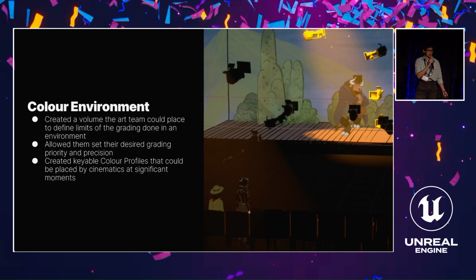And additionally, you could create keyable profiles so that the cinematics could control these in a sequence during a significant moment or slightly modify it over the course of a few. In this scene here, in this song where Asterion's on the stage, the spotlight turns on and off, it changes colors, and the cinematic team were able to key those moments where appropriate.